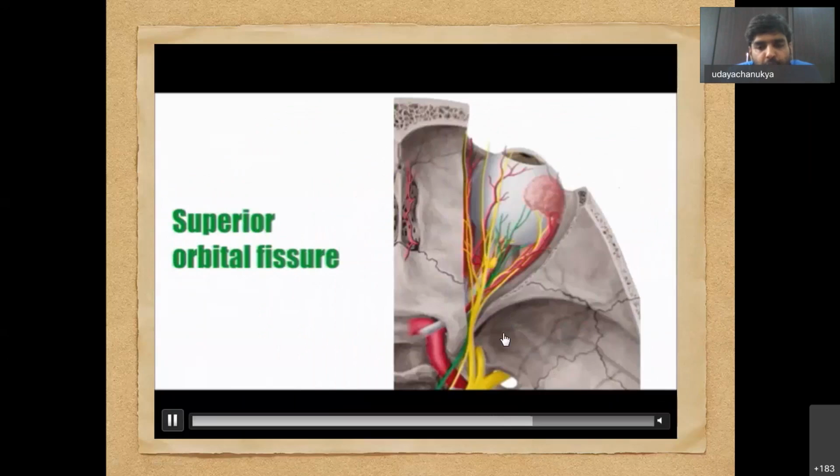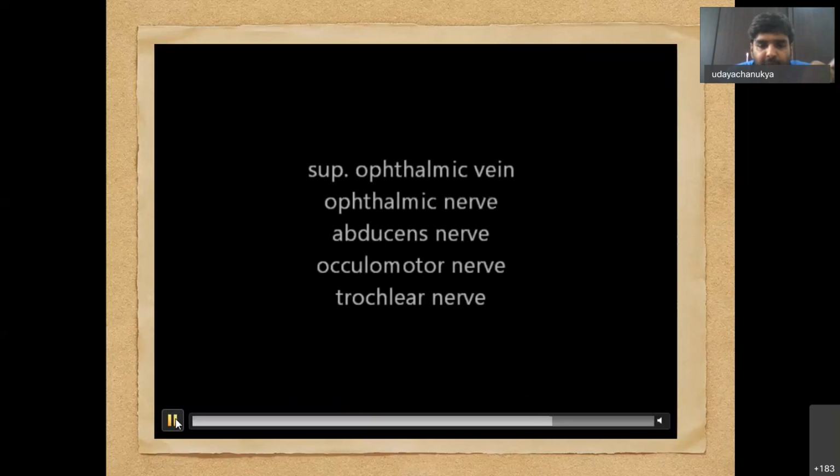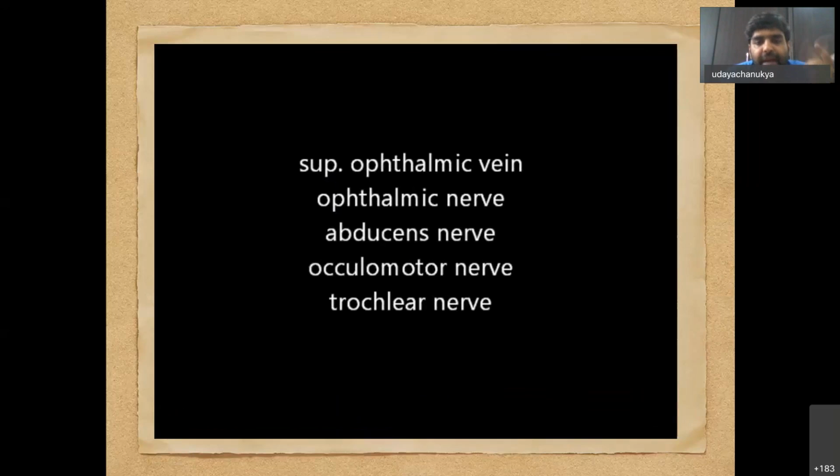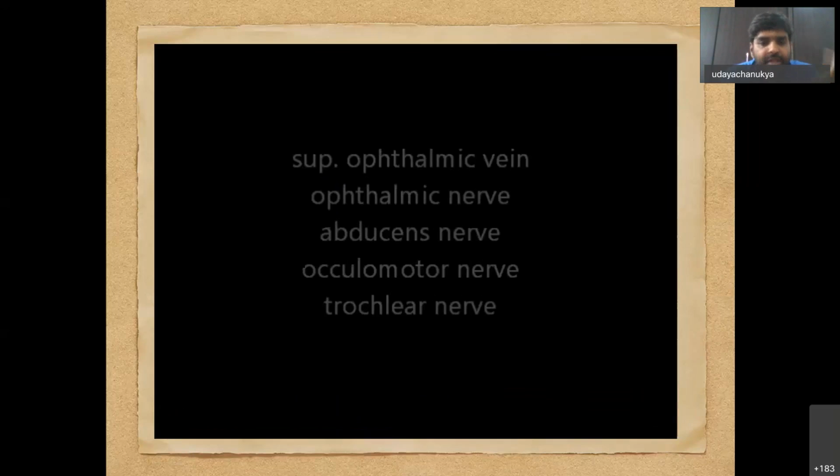Coming to the superior orbital fissure, this fissure is located, as we already discussed, between the body, lesser wing, and the greater wing, and it transmits quite important structures, namely the superior ophthalmic vein, ophthalmic nerve, abducens nerve, oculomotor nerve, and trochlear nerve.